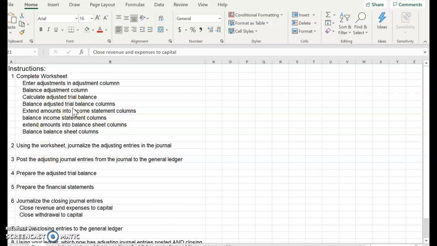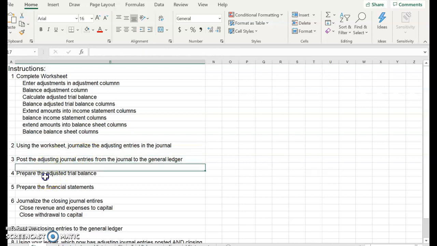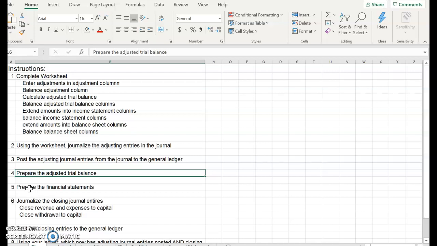In this video, we're going to prepare the financial statements. So we have completed the worksheet. We have used the worksheet to journalize the adjusting entries. We posted to the ledger. We prepared the adjusted trial balance, and now we're going to prepare the financial statements, which is the main purpose of the accounting cycle, because we want to share the financial information to our external users. So the main purpose of all of this is these financial statements.